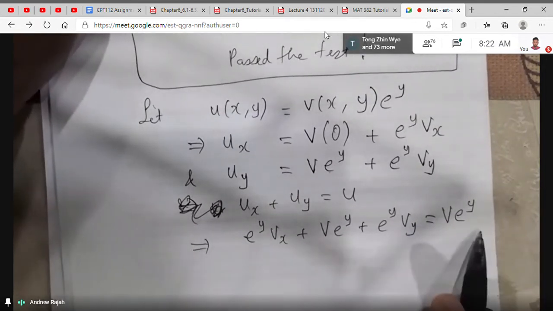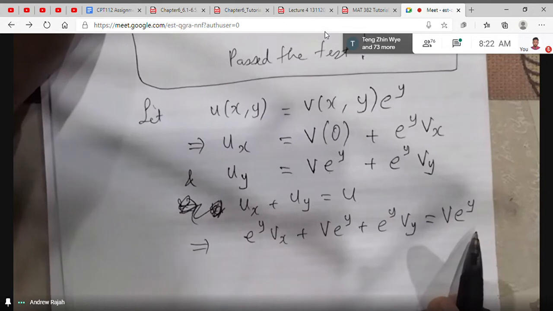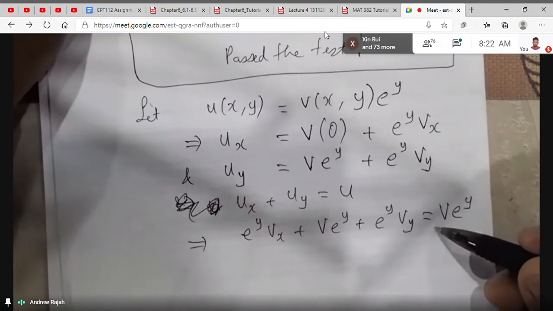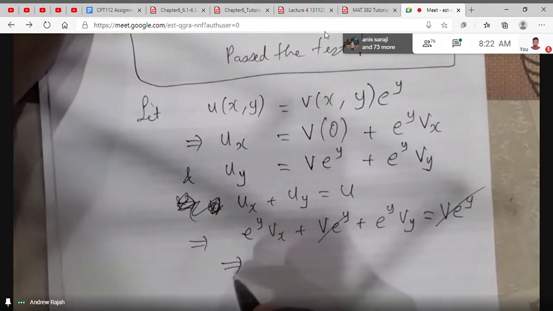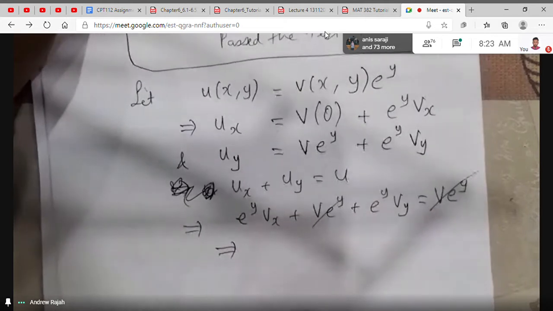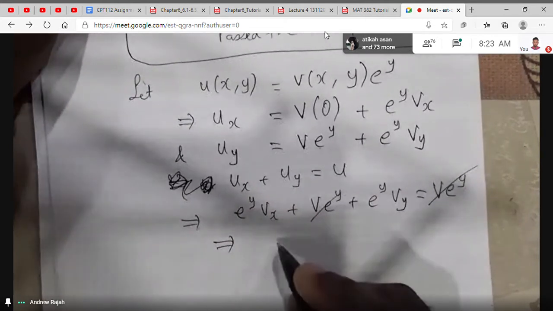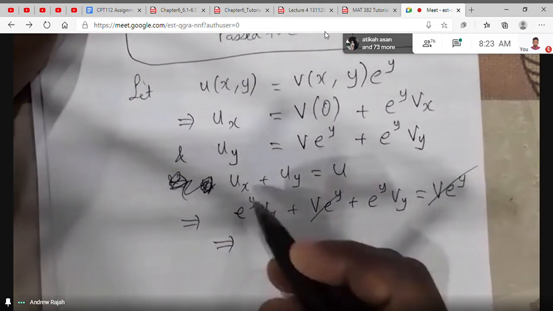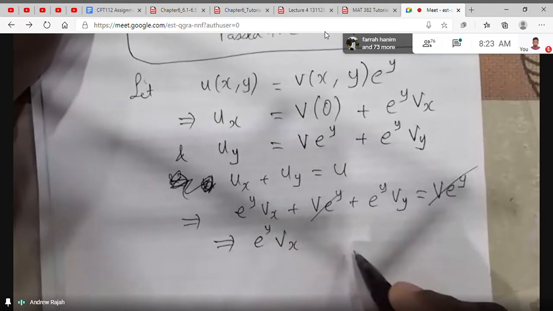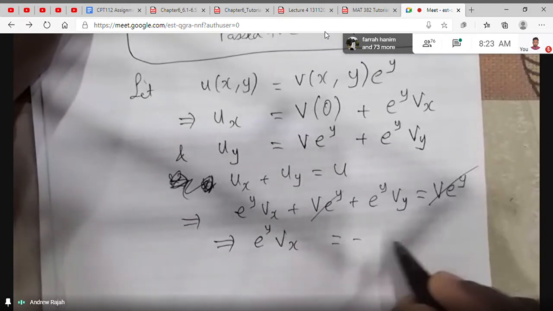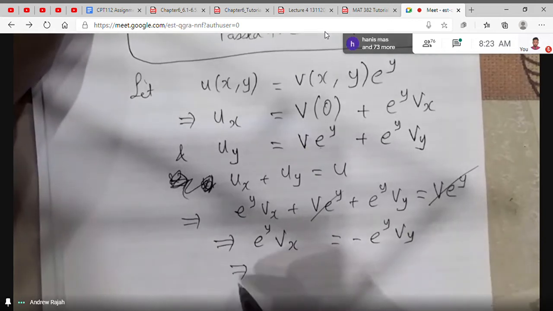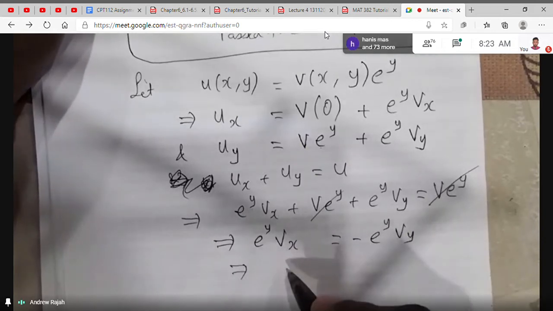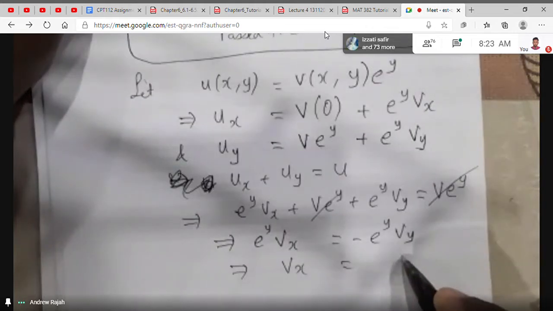All have e to the power of y. You can cancel this one, this one, and this one. Implies e^y v_x equals negative e^y v_y. Cancel e^y, v_x equals negative v_y.